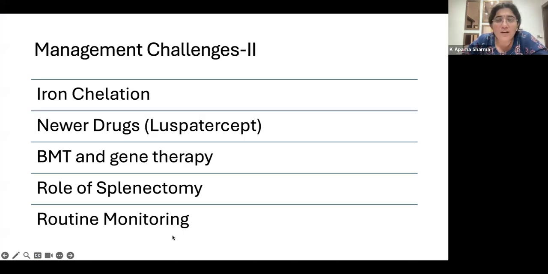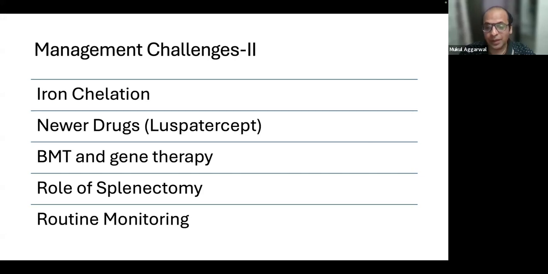And Dr. Mukul, can you summarize the treatment of thalassemia, what are the ancillary treatments and the newer drugs and the current status on the bone marrow transplant? Thank you, Dr. Aparna and Society of Fetal Medicine for inviting me for this. So thalassemia management is like a multidisciplinary team management.